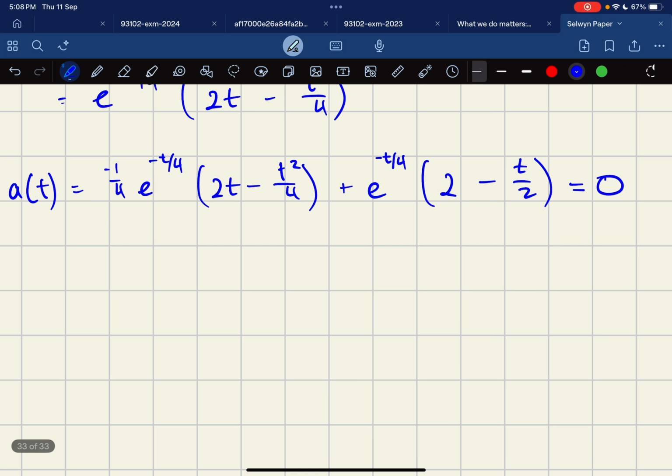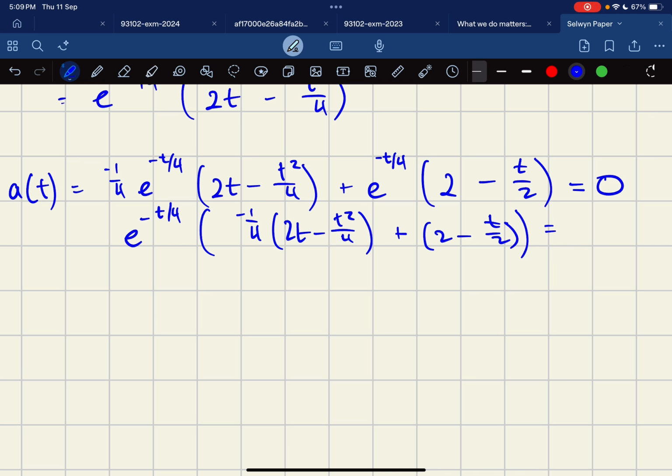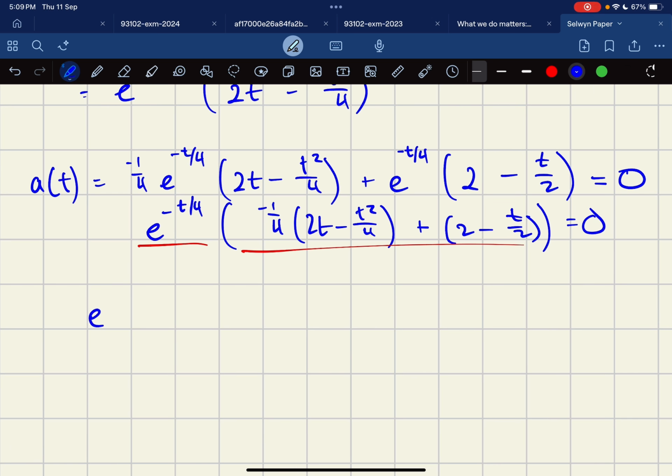So let's see here. You can factorize out the e function again, and you're left with negative 1/4 of 2t minus t squared over 4 plus 2 minus t over 2 equals 0. So you've got two parts equal to 0. This e function equals 0, and this polynomial part equals 0. So separate them out. E to the negative t over 4 equals 0. This solution doesn't exist because the e function never reaches 0. So you can ignore that solution.